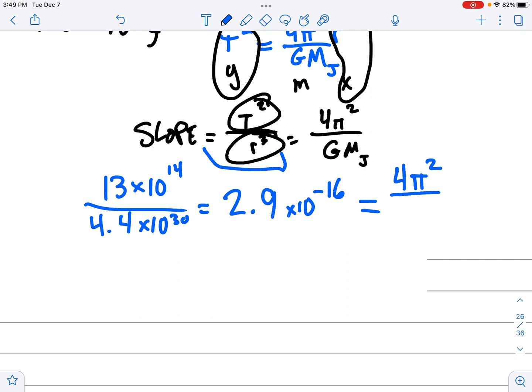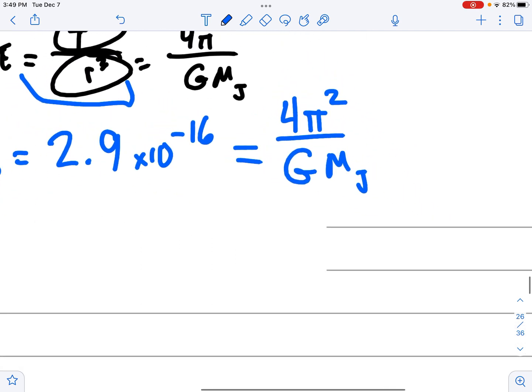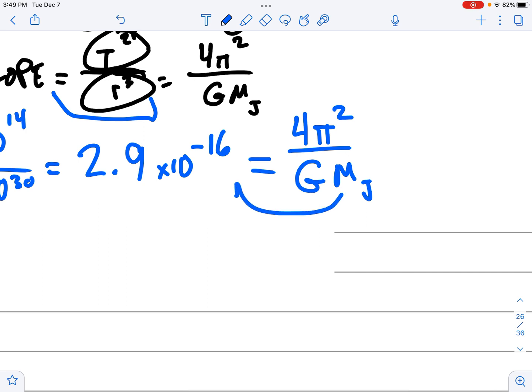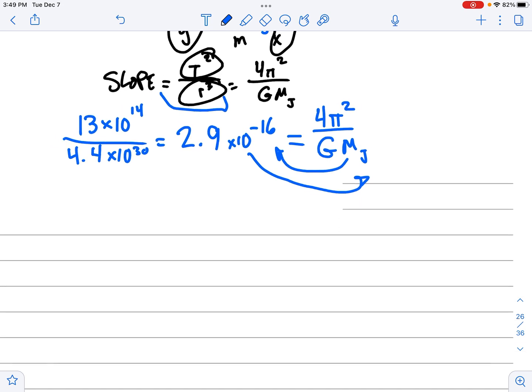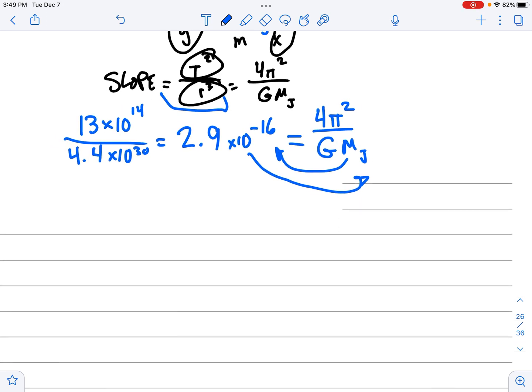4 pi squared over GMJ. Let's rearrange things now. Bring that up, bring that under. I guess technically that's a cross multiply. So let's say MJ is equal to 4 pi squared over G times 2.9 times 10 to the 16th.